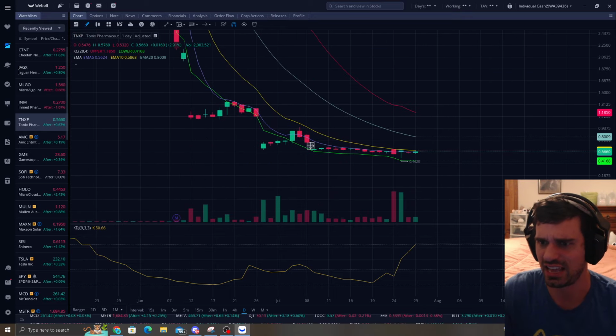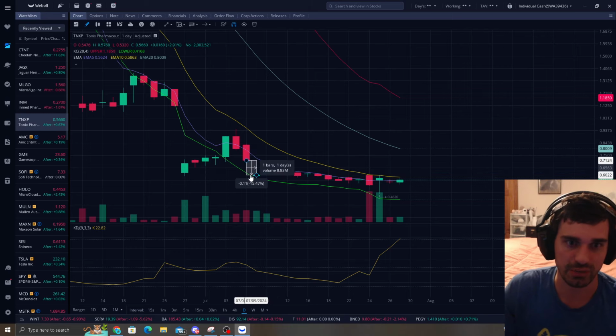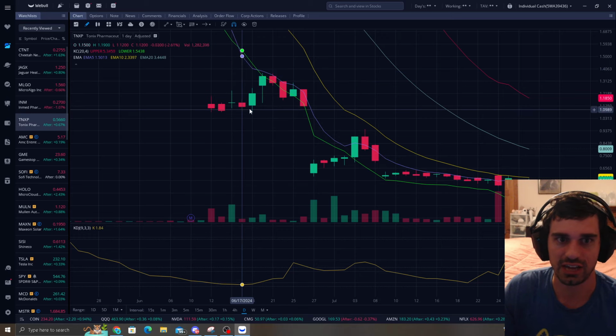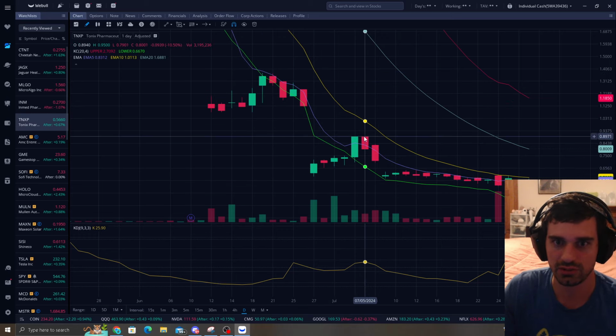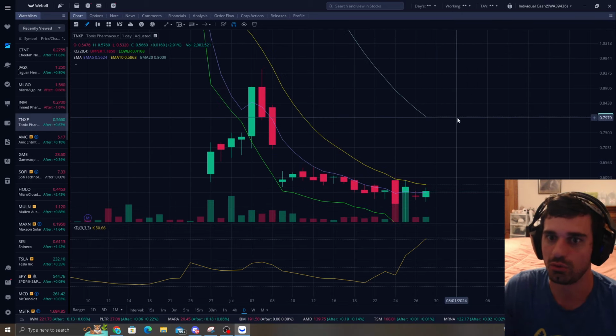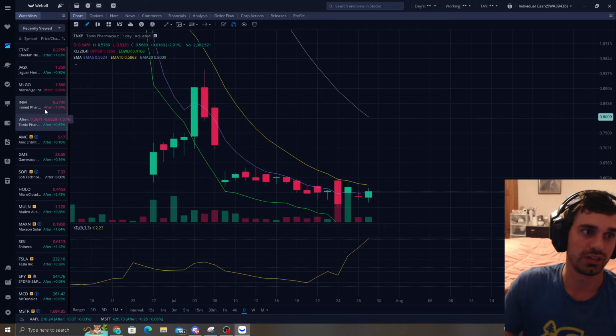TNXP has had some major downside. I played this one before. We did the EMA 5 touches here. As you can see right in here, made some solid gains. We're right at the EMA 5, so not really much to play there. This is only an EMA 20 type play. So keep that one on watch.